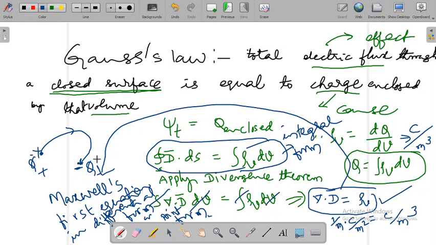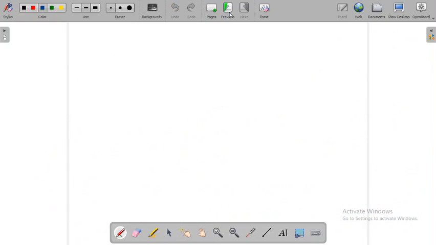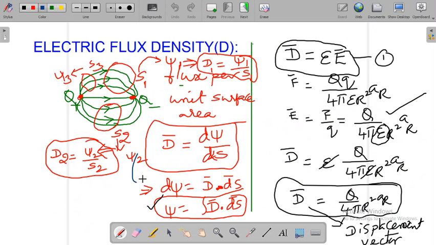So that's why Gauss law relates cause and effect. Cause is charge, and effect is flux. So it states that total electric flux through a closed surface equals the charge enclosed by it. In order to derive this Maxwell's equation, that is del dot D equal to rho V, write the flux in terms of the flux density. We know that psi equals integral D dot dS, and write the charge in terms of the charge density.